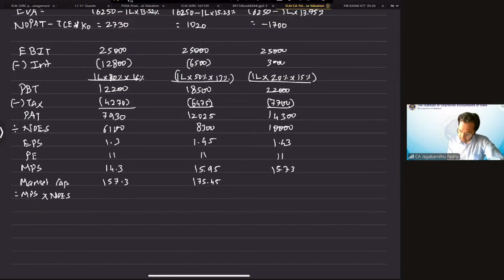15.95 multiplied by 8,300. Sorry, I think we got this wrong. EPS is arrived at 14.3 into number of shares, 6,100. So that is 87,230. Then it is 15.95 into 8,300.